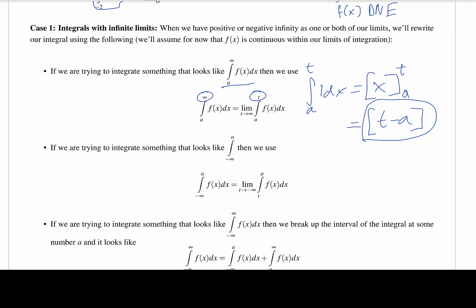Now, if it's flipped, if we have negative infinity on bottom, sorry, there should be an f of x dx in here. Whenever we have a negative infinity on bottom, then we write limit as t goes to negative infinity, and then replace that negative infinity in our integral with a t.